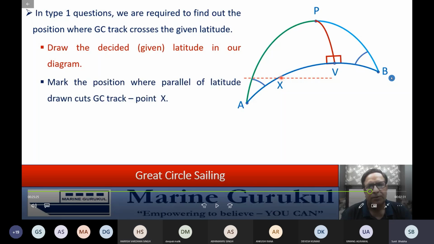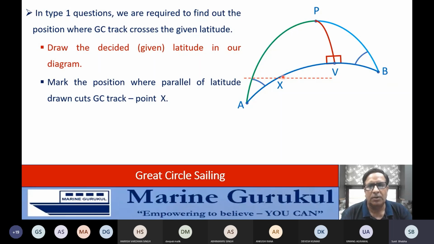Latitude given, sir. Yes. Right. So either they will give you a DLAT or they will tell you to find out where the great circle track crosses a particular latitude, let us say 20 degrees north. So whatever latitude is given, our position X has to be on that latitude only. So the latitude of X is in fact already known to us. It is the latitude which is given. What we need to find out is the longitude of this position. So let us see how we find the longitude now.